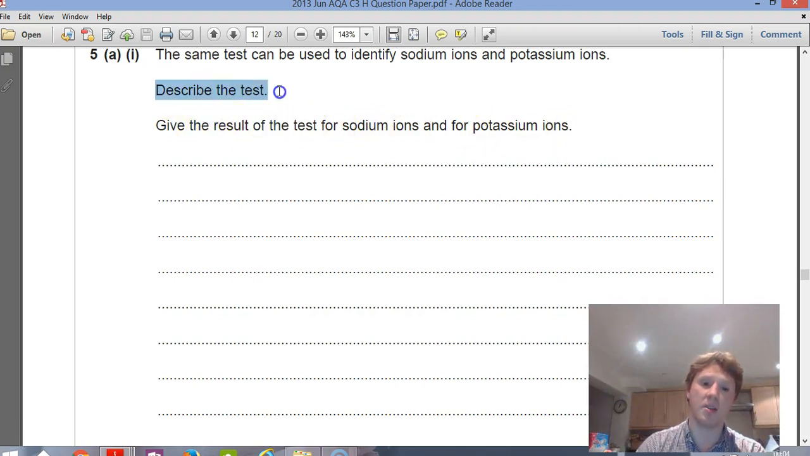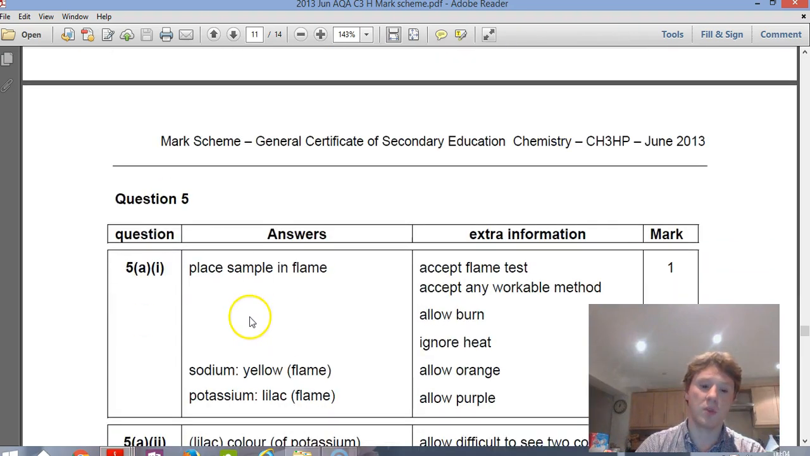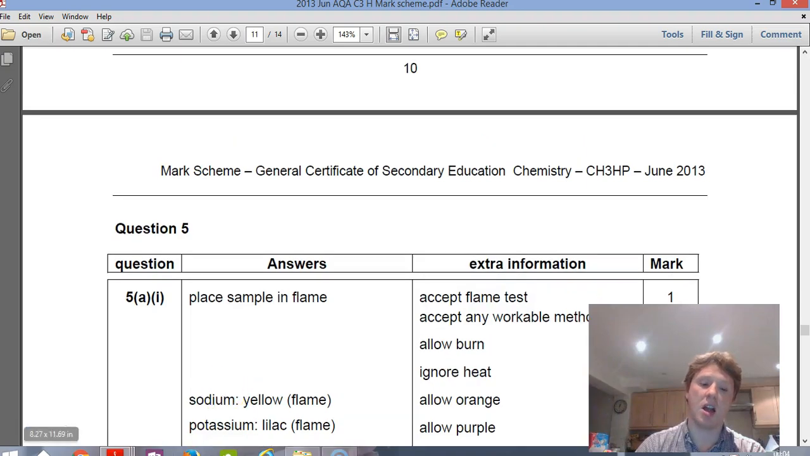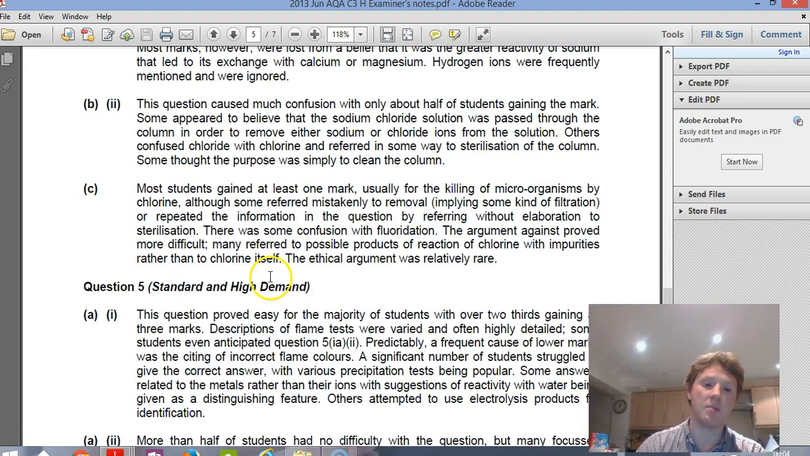1 mark describing a test. 1 mark for sodium ion results. 1 mark for potassium ion results. So at least you know you don't have to write tons about describing the test. Off you go. Right, 5A part 1. So, placing the sample in a flame, sodium is yellow, potassium is lilac. That's the 2nd mark you get for saying potassium makes the lilac flame. Easy.